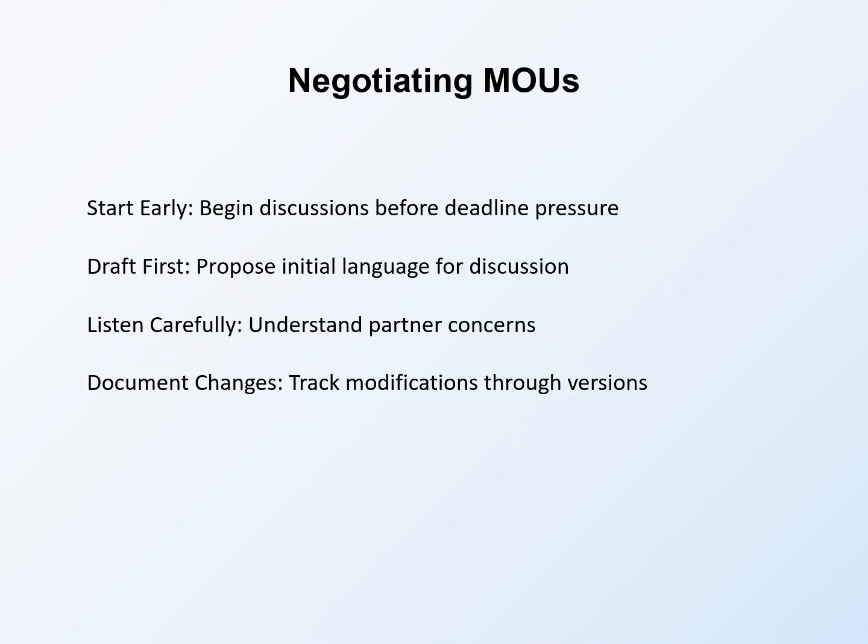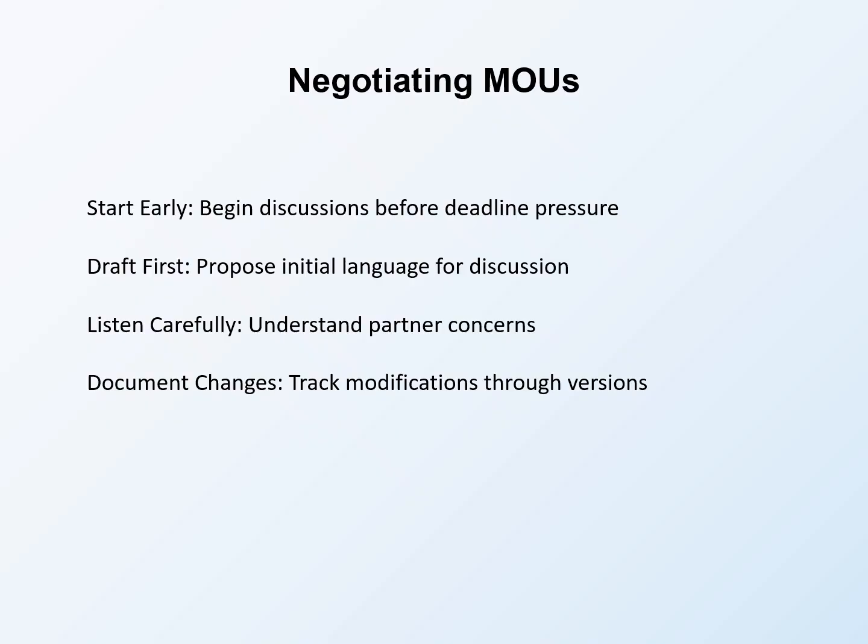Identify non-negotiable elements before discussions. What must the agreement include for your project to succeed? Know your requirements while remaining flexible on other elements. Understand partner constraints and concerns. What limitations does your partner face? What are they worried about? Understanding their perspective helps you craft workable agreements.